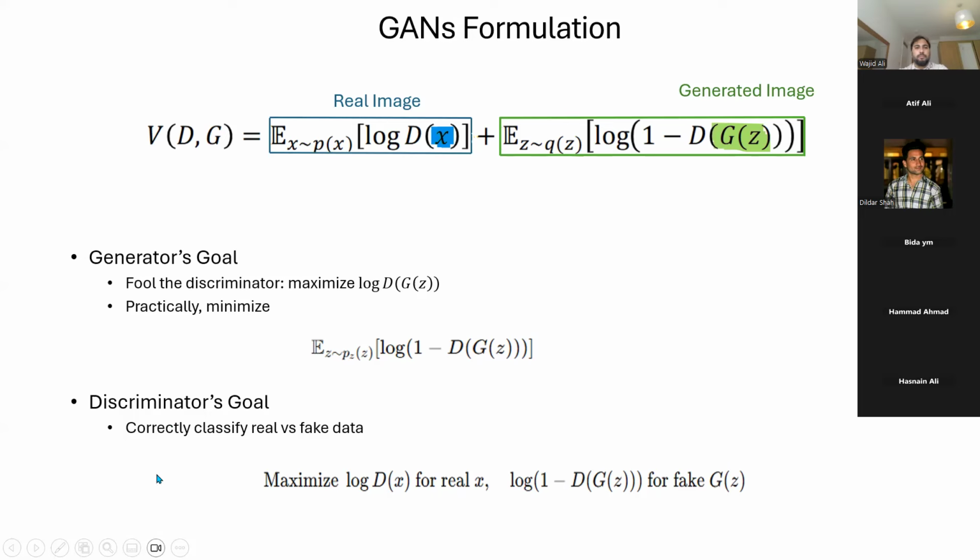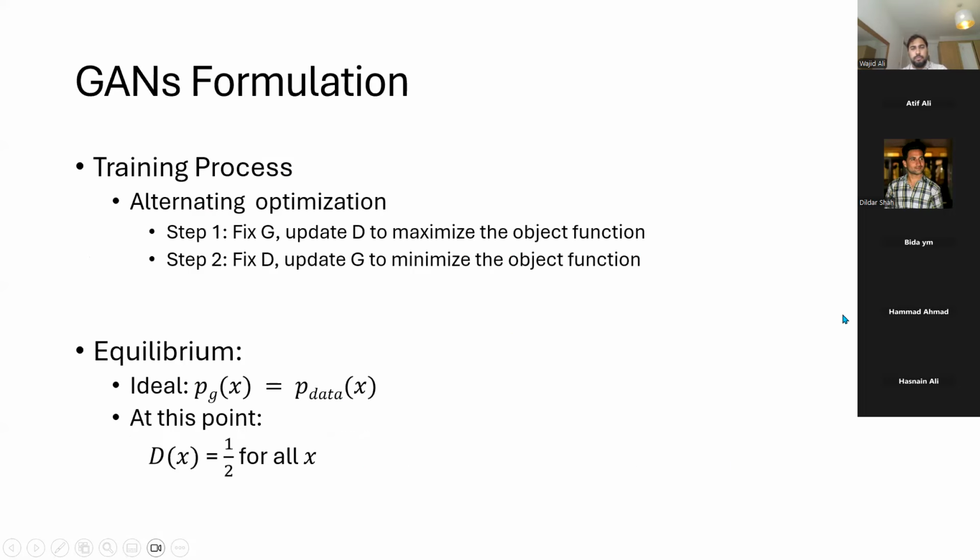And the discriminator's goal is to correctly classify real versus fake images, so maximize this entire term. Maximize this one for the probability that these images belong to the real class, and then for fake, it will give us a low value, and 1 minus a low value is high. So the discriminator will try to maximize this entire function.